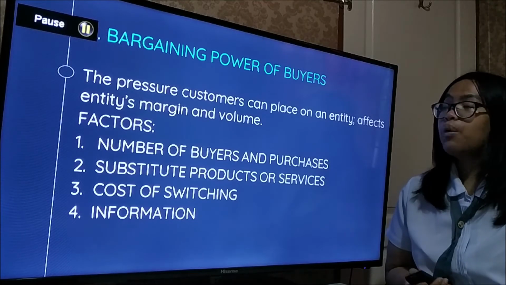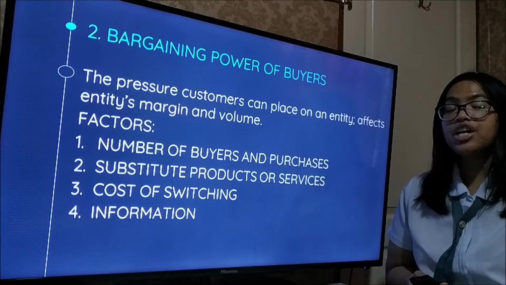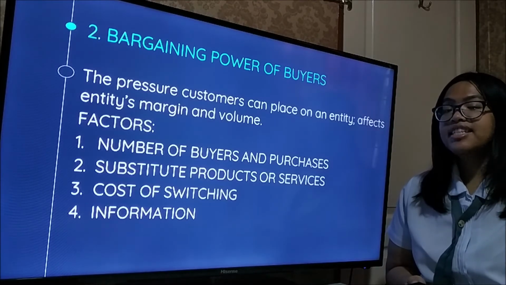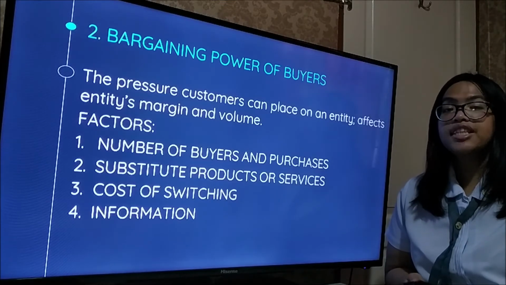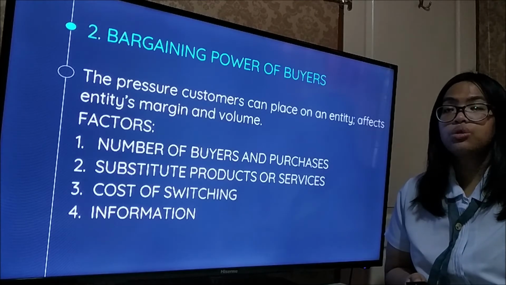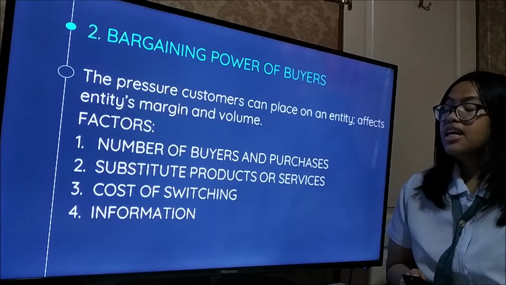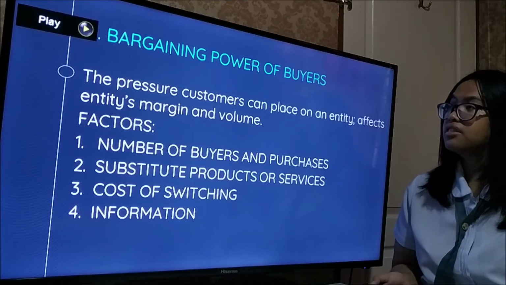Next is the bargaining power of the buyers. Some of the factors to consider are first the number of the buyers and their purchases, next the availability of substitute products, and third the cost of switching, which is the time, effort, and money the customer has to exert in order to switch to another product or service. And last is how informed the buyers are.